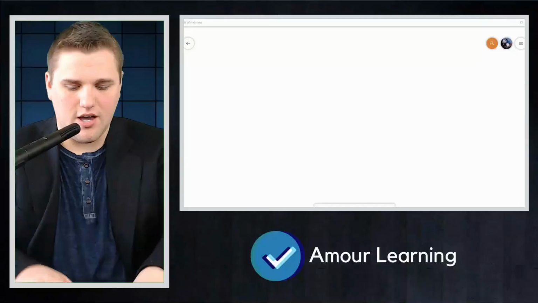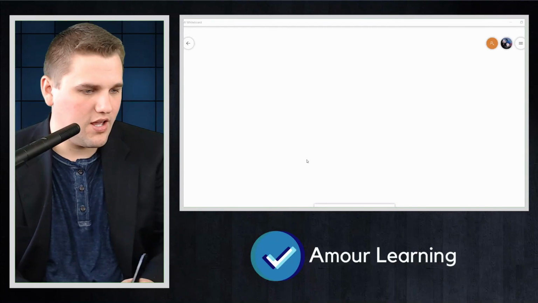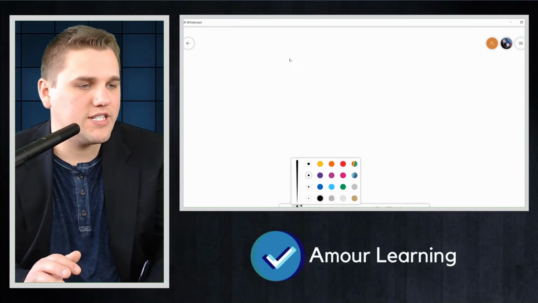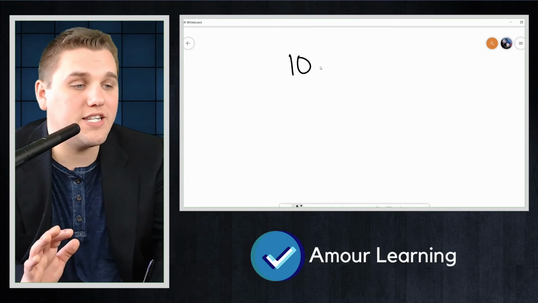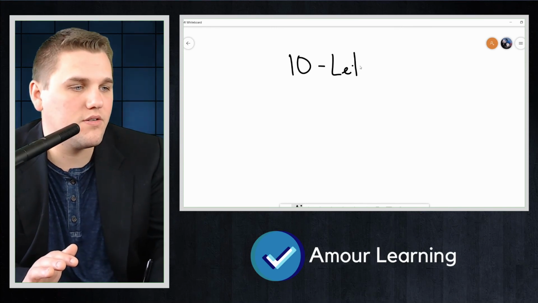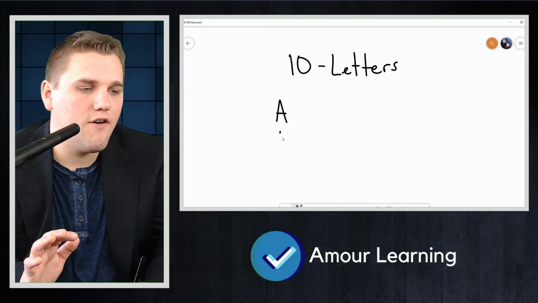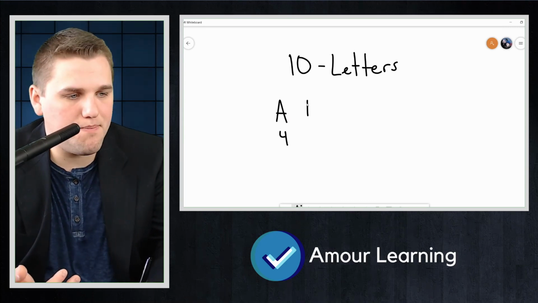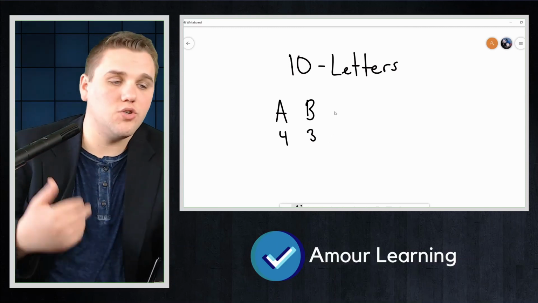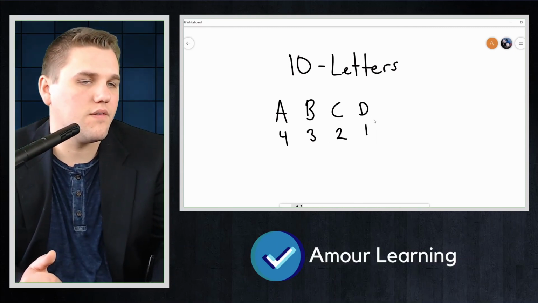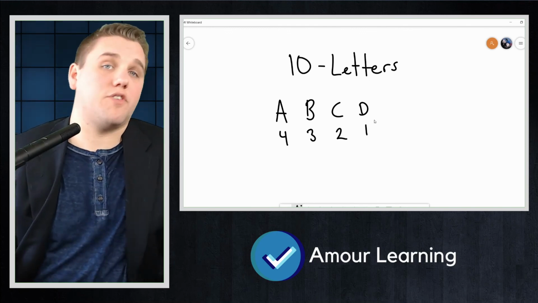Now let me write this on my whiteboard here so you can keep track of that. Okay, so we have 10 letters. So how many 10-letter words where we use exactly 4 A's, 3 B's, 2 C's, and 1 D? Let's try to solve this problem.